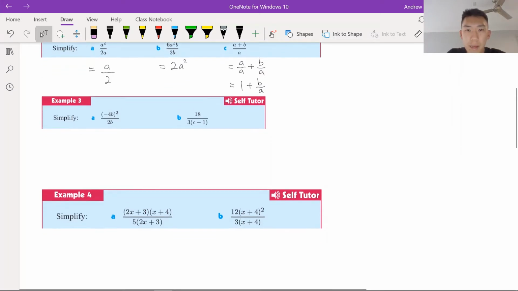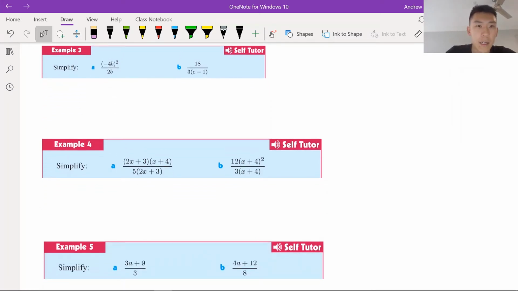Okay, example 3. What we should do here is order of operations. Do your powers and brackets before you do anything else. So let's just get rid of the brackets and square it. So we get 16b squared over 2b. Then 16 and 2 become 8 and 1, so it'll be 8b, and the b on the denominator will go. So that's it, 8b.